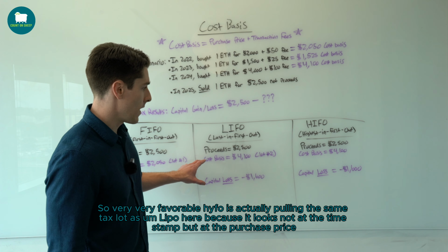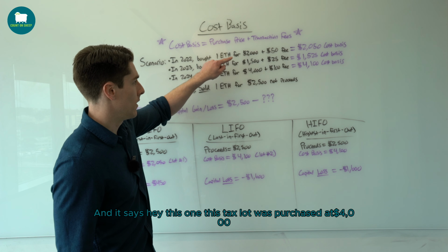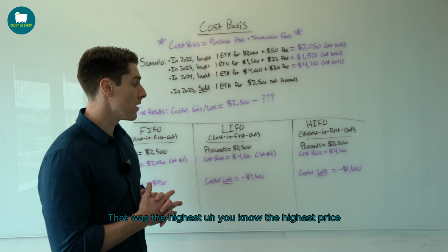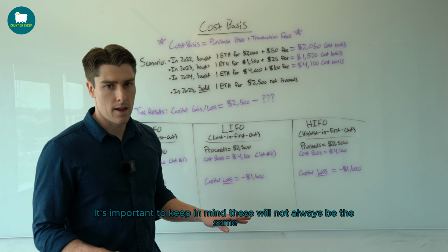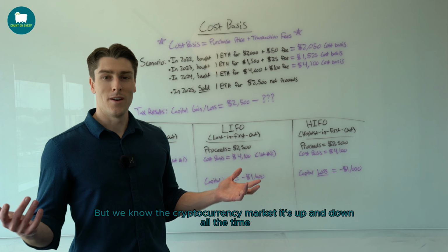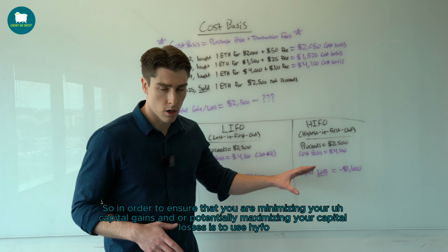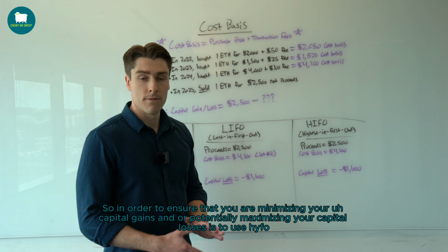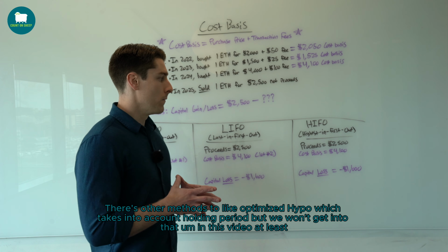HIFO is actually pulling the same tax lot as LIFO here because it looks not at the timestamp, but at the purchase price. And it says, hey, this tax lot was purchased at $4,000. That was the highest price. So we're going to pull from this tax lot. Now, it's important to keep in mind, these will not always be the same. Generally, when prices are consistently rising, LIFO is going to match up pretty closely to HIFO, but we know the cryptocurrency market is up and down all the time. It fluctuates quite a bit. So in order to ensure that you are minimizing your capital gains or potentially maximizing your capital losses is to use HIFO. There's other methods too, like optimized HIFO, which takes into account holding period, but we won't get into that in this video at least.